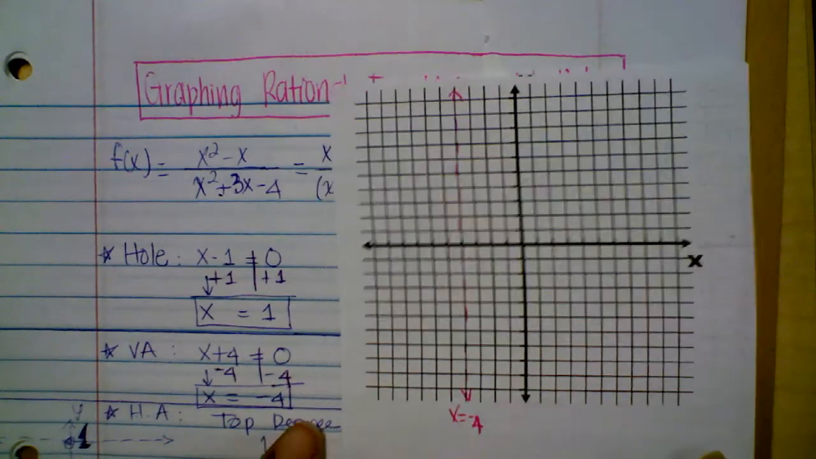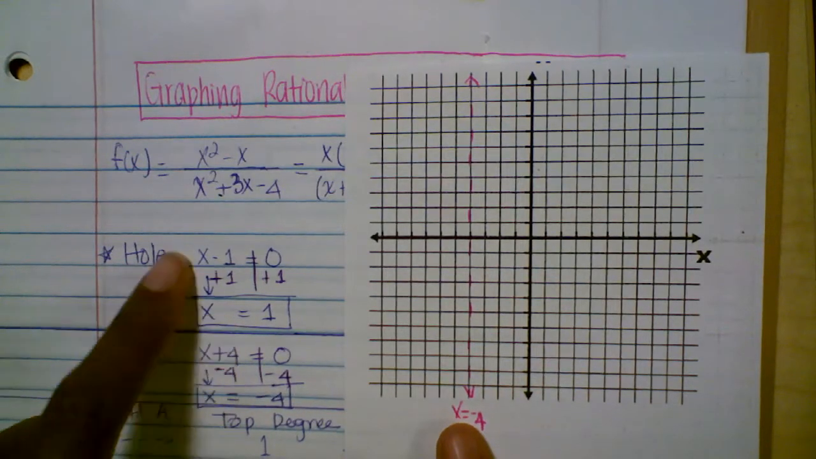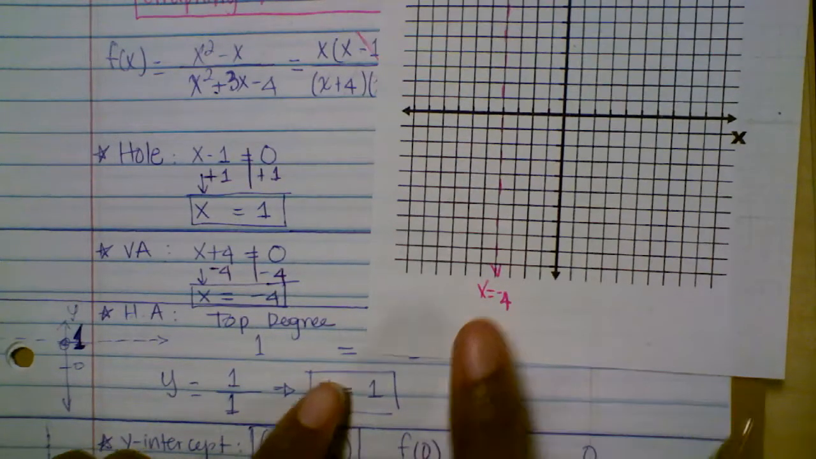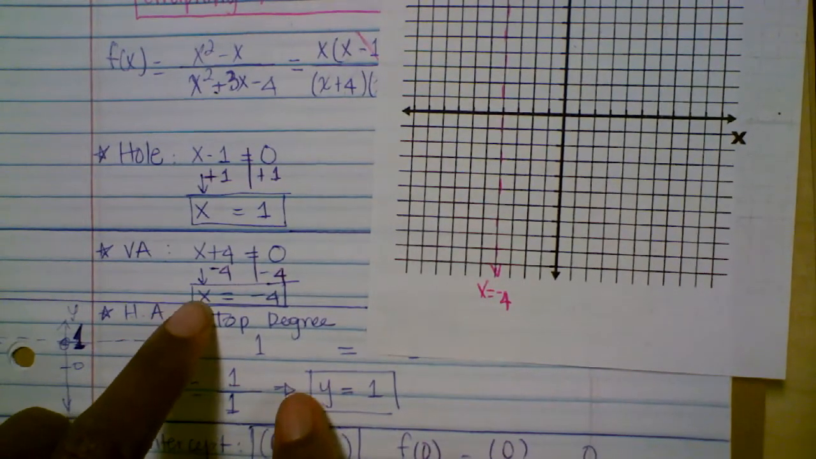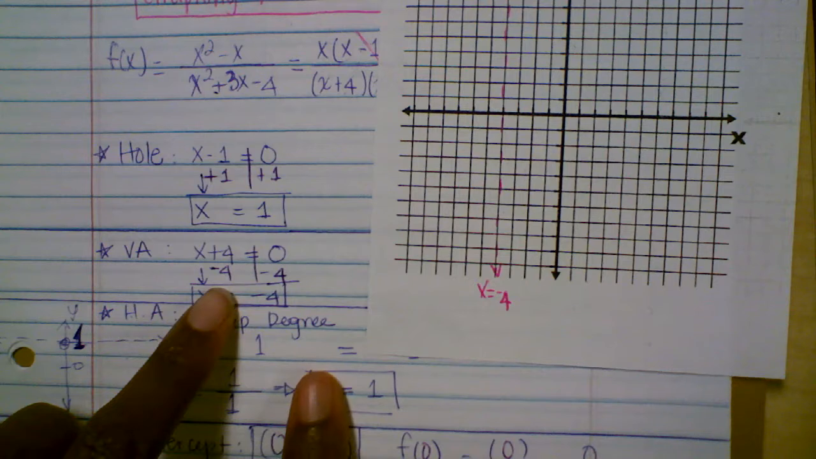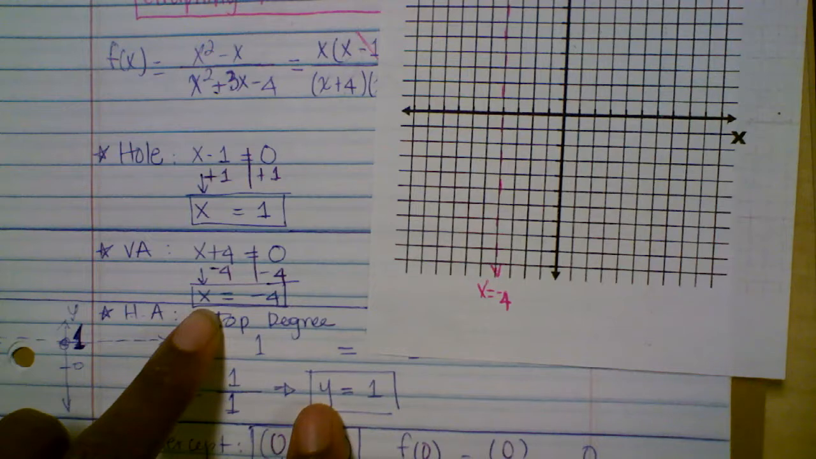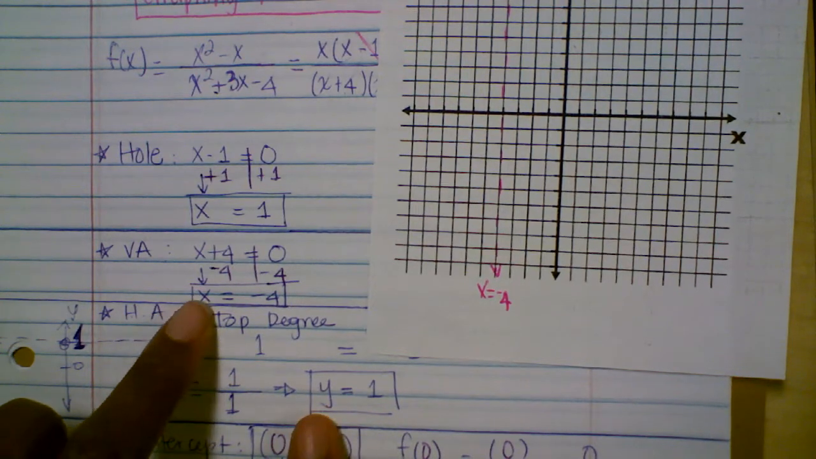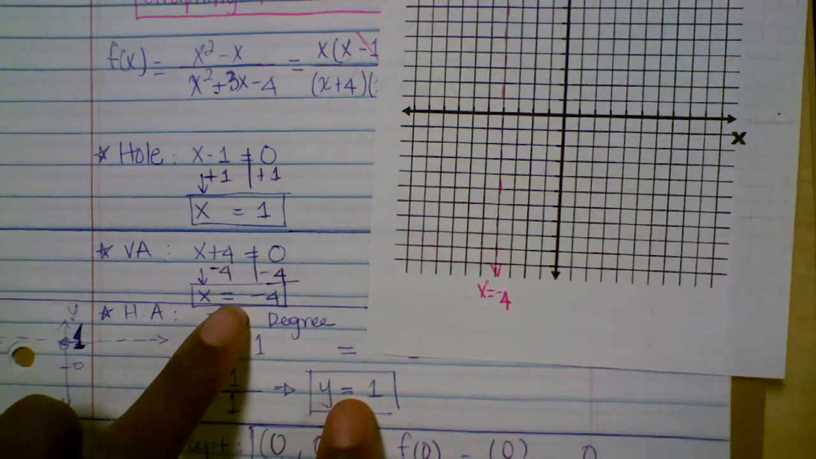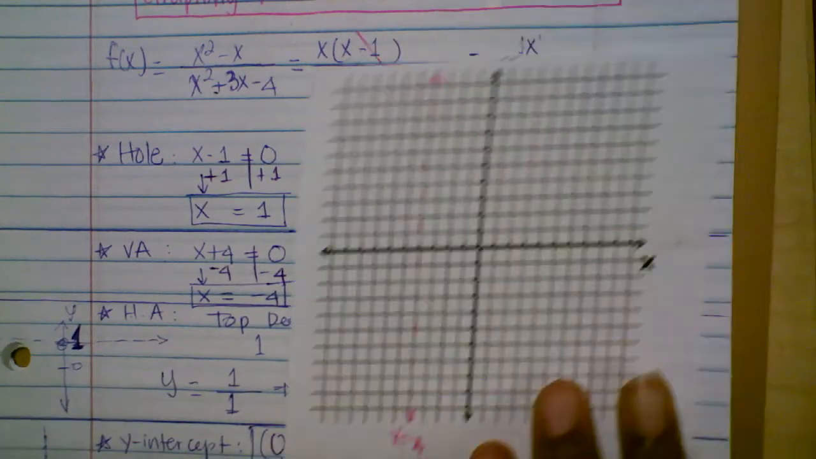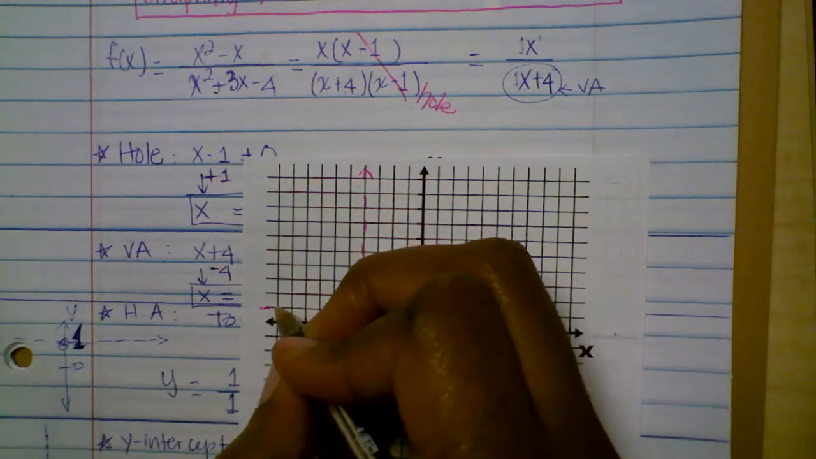Make sure that the horizontal asymptote and the vertical asymptote are always written as an equation. I notice on your work that some of you are not using equations, you're just using numbers, and that's not correct. Asymptotes are always written as an equation with a variable. So now the horizontal asymptote is going to be y equal 1. So y equal 1 is right here.